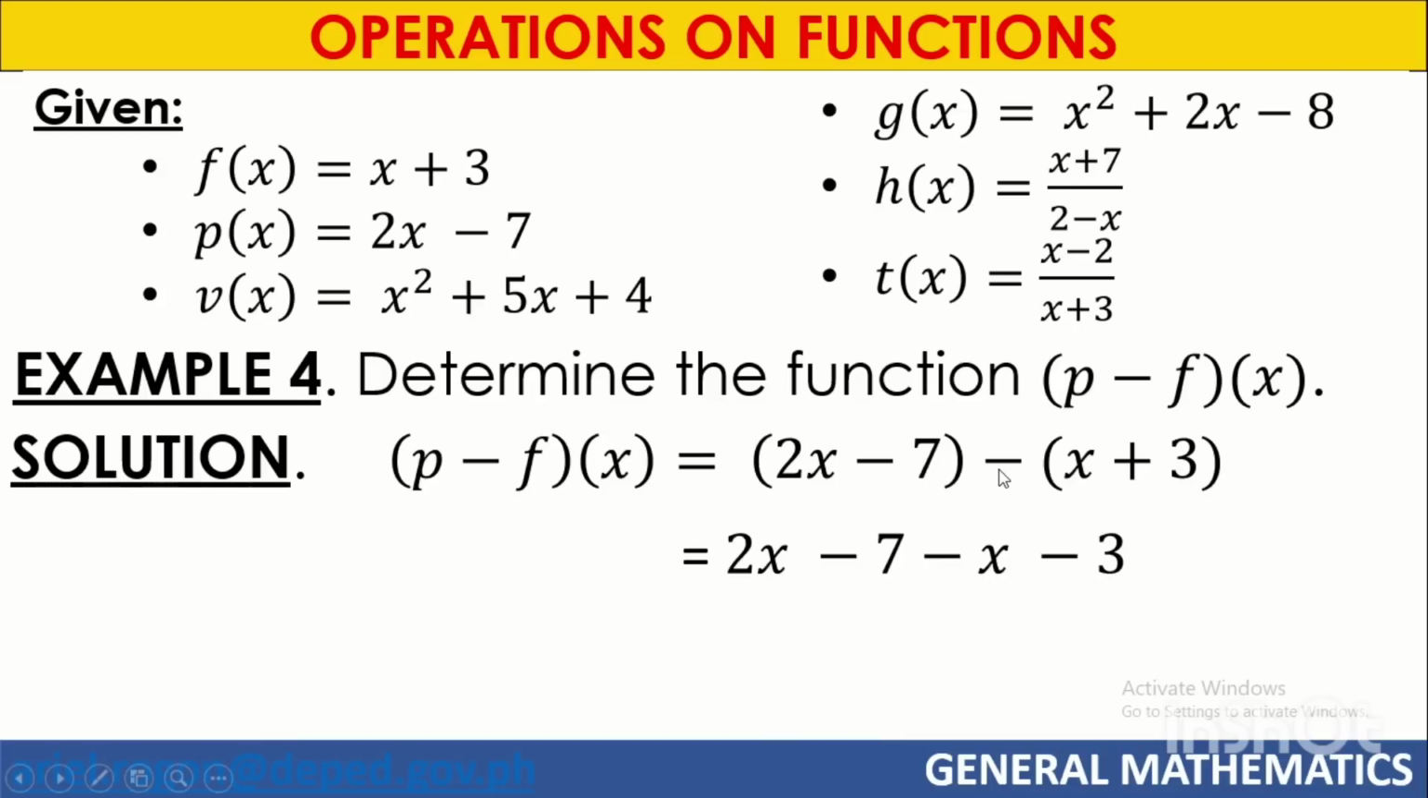2x minus 7. Negative times positive x is negative x. Negative times positive 3, that is negative 3. Kasi kung wala itong open and close parenthesis, pag dinugtong nyo agad yan, ang magiging sign ng 3 nyo, positive 3. Okay, doon magkakamali kayo. Ulitin ko, kapag subtraction, you need to put open and close parenthesis para ma-change natin yung sign ng subtrahend nyo. So therefore, the final answer here is x minus 10 because 2x minus x is x, negative 7 minus 3 is negative 10.